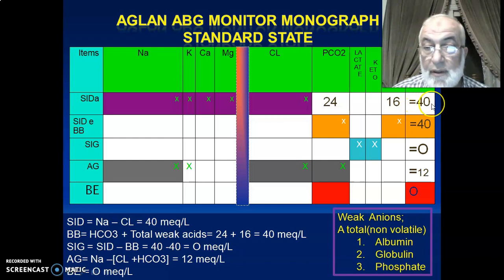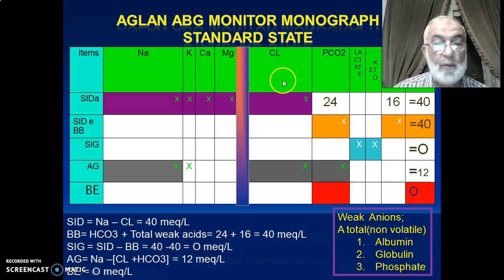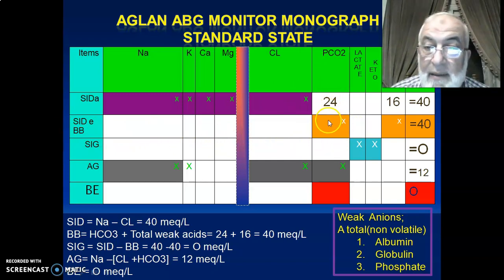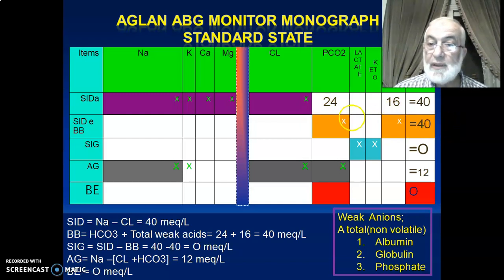More than 40, this is an alkalosis. This means that this will be large, or this will be large, to be positive. When it is less than 40, it is an acidosis. This may be less, or this may be more. When you come to the buffer base, this is bicarbonate plus the total weak acids. Bicarbonate 24, total weak acid 16 equals 40. This is normal. More than 40, this is alkalosis. Less than 40, this is an acidosis.